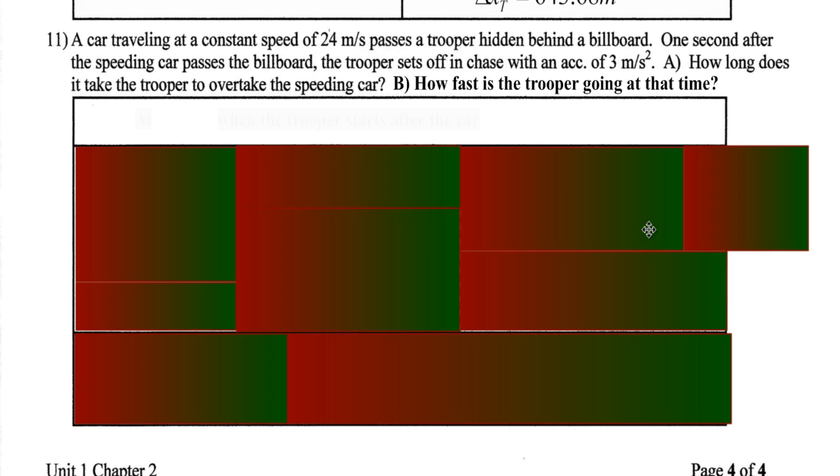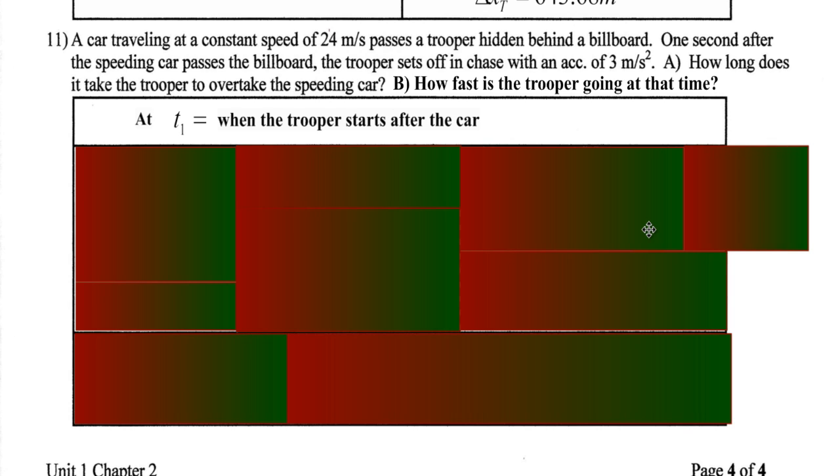So we've got to consider both of those together. Now, it says that 1 second after the speeding car passes the billboard, the trooper sets off. Well, during that 1 second, how far is he going to travel? That car traveling at 24 meters per second is going to go 24 meters in a second. Right? So at T1, when the trooper starts, that's really when we're going to say is the initial time.